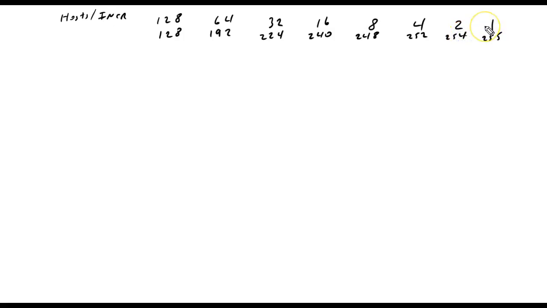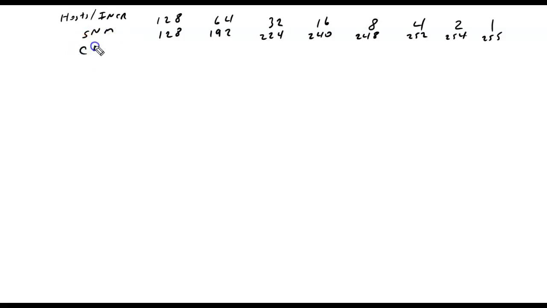If you haven't memorized them yet, I suggest you do, but if you can't memorize them or you have trouble with it, just remember to keep adding the next number. 128 plus 64 is 192. 192 plus 32 is 224, and so on. So these are the subnet masks.